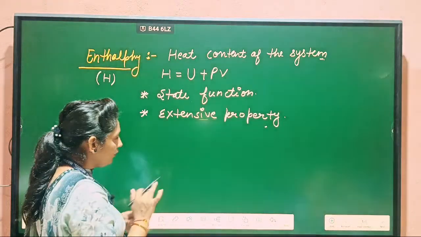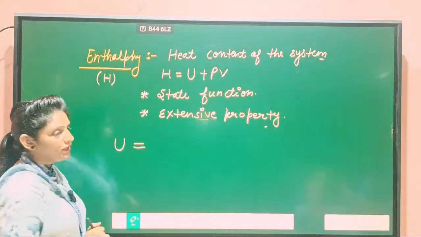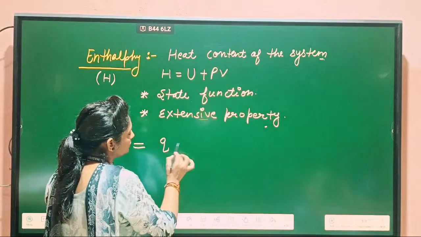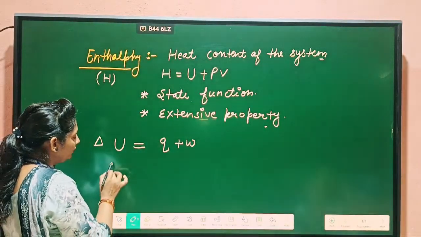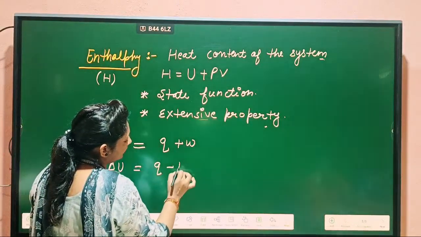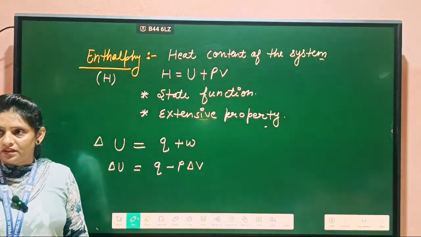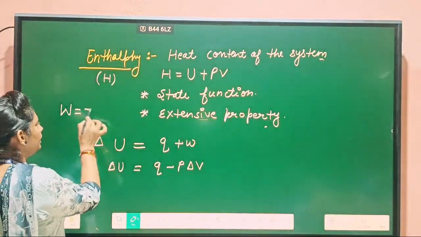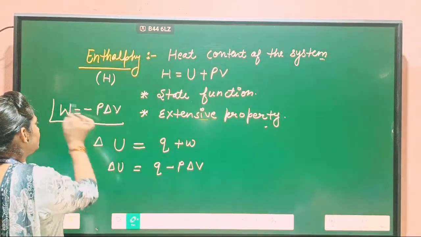Now students, you know very well, according to the first law of thermodynamics, del U is equal to Q plus W. I can write W in this way: del U is equal to Q minus P del V. W is work done. We have done this in the previous class.